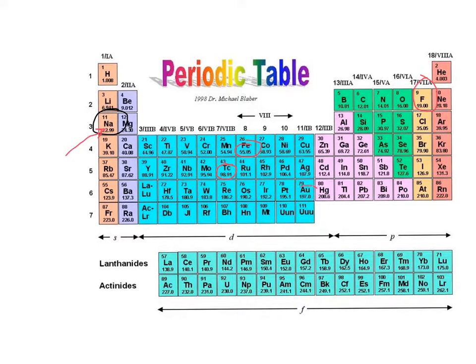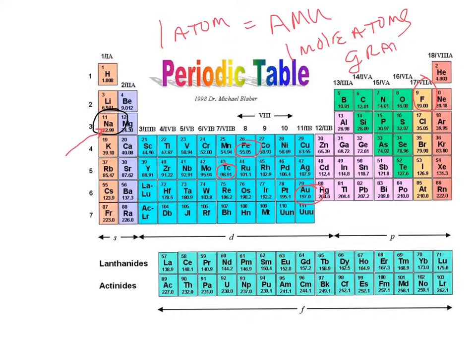Because remember, the amount that it shows here on the bottom of each one of these, like let's take a look at gold. Remember, if I'm talking one atom, then that weight is in atomic mass units. However, if I'm talking 1 mole of atoms, which is what we normally deal with in chemistry, then that is going to be in grams. So as we see here in gold, there's 197 grams in every mole of atoms. And remember, a mole of atoms is what? 6.02 times 10 to the 23rd.